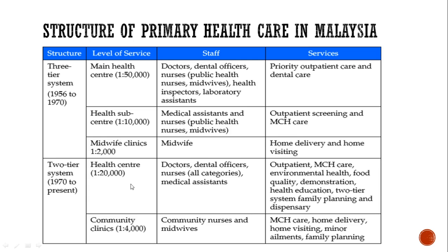Under the two-tier system, health centers provide outpatient care, maternal and child health care, environmental health, food quality demonstrations, health education, family planning and dispensary. Community health clinics cover maternal and child health care, home delivery, home visiting, care for minor ailments, and family planning services. So that's the basic structure of primary health care in Malaysia. At present you can see only the two-tier system. There are two levels of primary health care, and there were three levels of services before 1970.